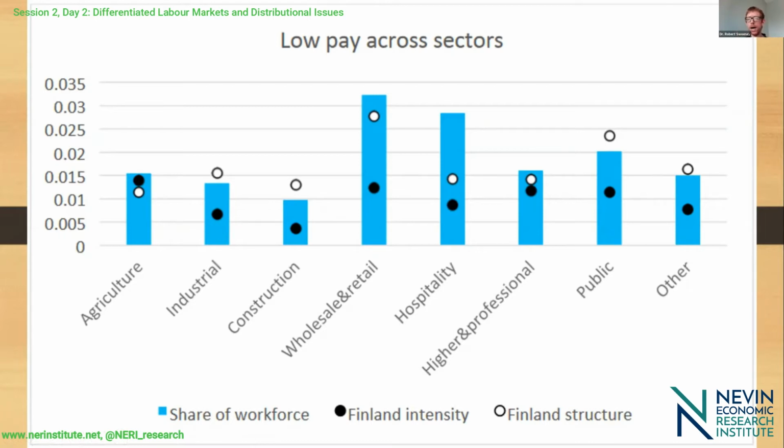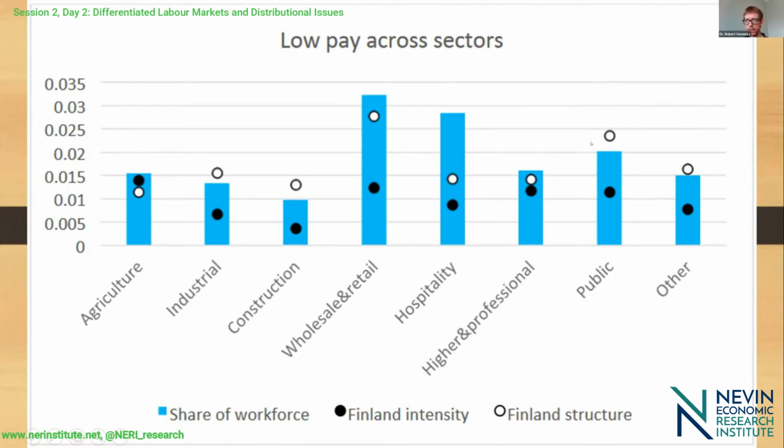Okay, so then what I do is I look at to what extent our low pay is driven by our economic structure, and to what extent it is driven by non-structural issues, or the fact that those sectors are just using low-paid workers a lot. So what this white dot here does, it looks at how many low-paid workers we would have in the public sector if we replicated Finland's economic structure.